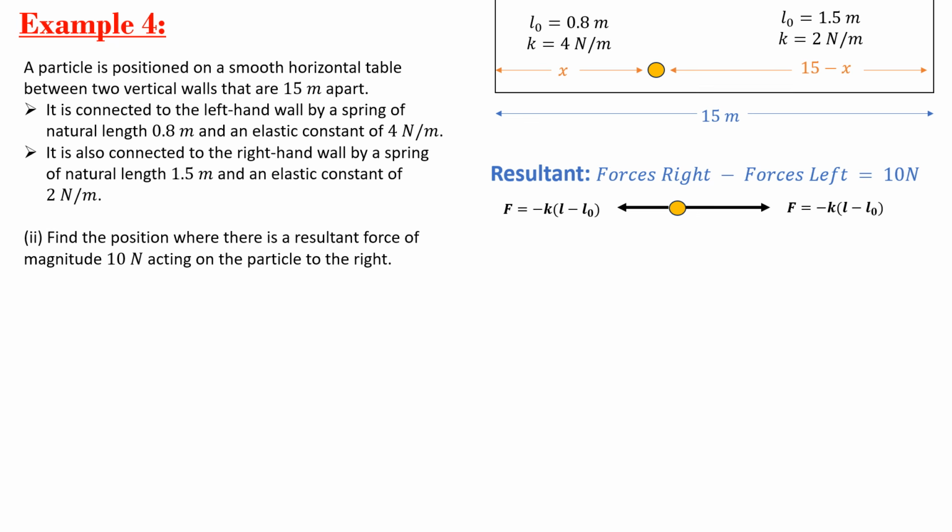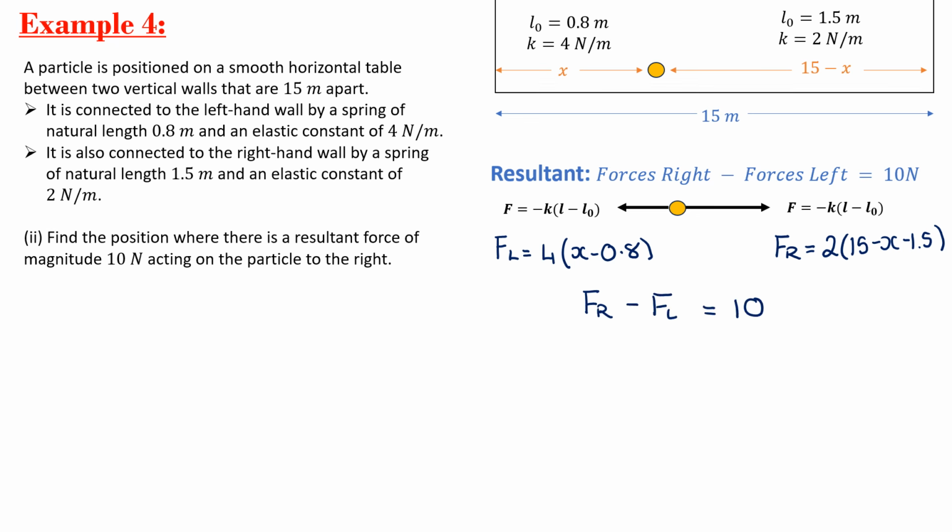We don't know the length, so I'm keeping the X as my unknown. And we're going to work through it in the same way. If you want, we can use our equations that we made in part 1. I don't have them on the screen, so I'm going to just put them down again. 4 times X minus 0.8 here. Forces to the right, 2 times 15 minus X minus 1.5. We are saying that forces to the right are bigger, so take away the forces to the left and we're going to be left with 10 newtons.